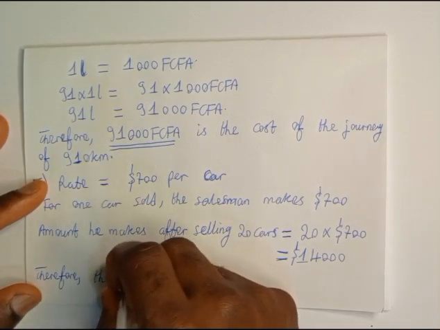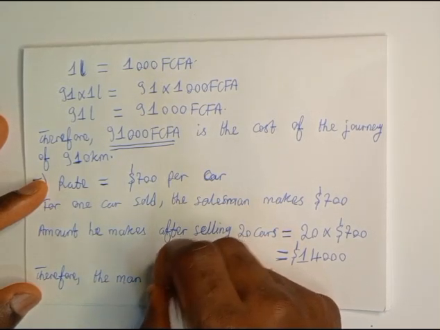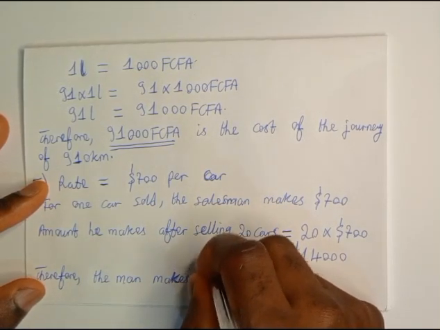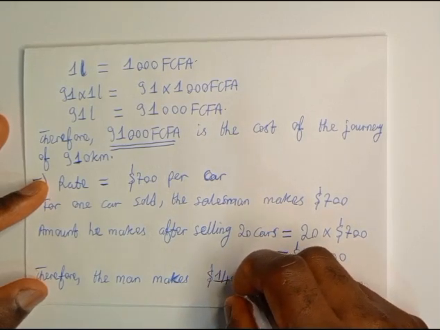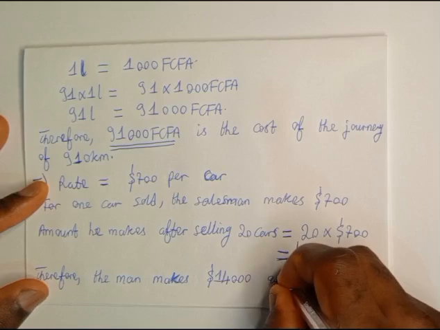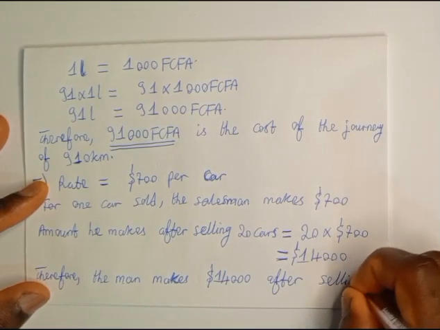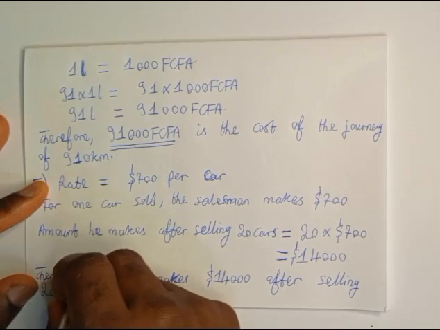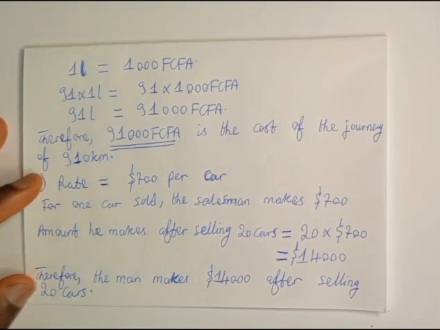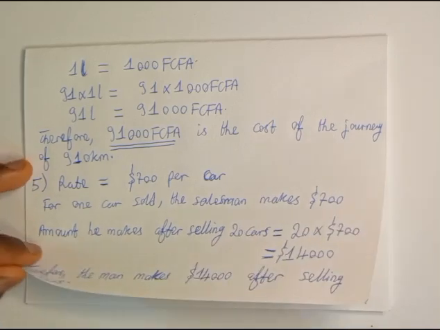We conclude, therefore, a salesman makes $14,000 after selling 20 cars. We are done with question 5. We move now to the next question, question 6.